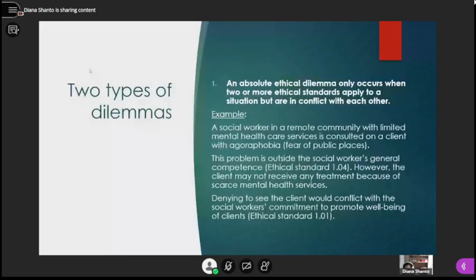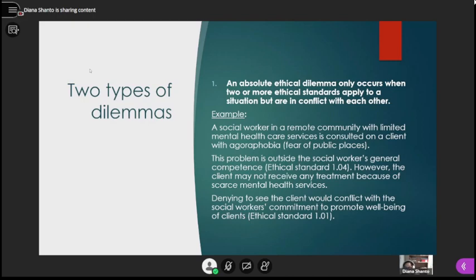On prend un exemple pour expliquer. There is absolute ethical dilemma and there is approximate ethical dilemma. In absolute ethical dilemma, like I said, in the National Association of Social Workers, vous avez une liste des ethical statements. But sometimes two ethical standards are in conflict. How are they in conflict? That is, in a case study, they might be in conflict.